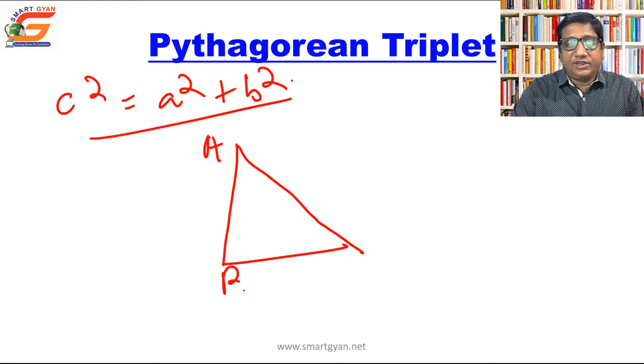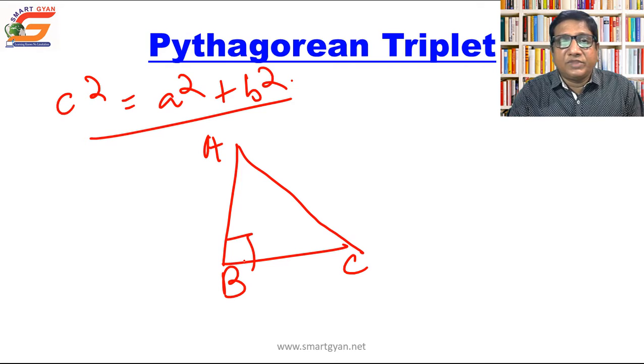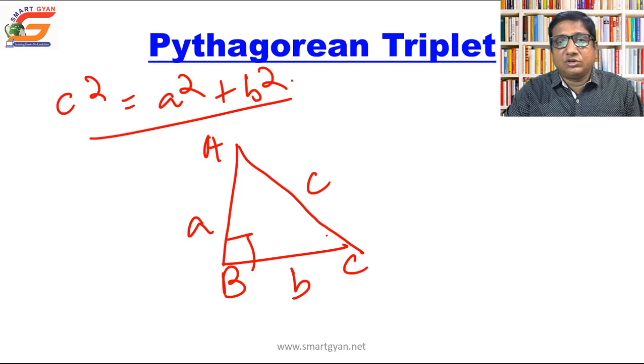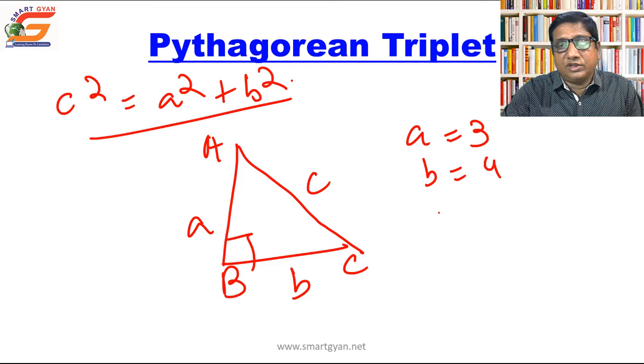ABC is a triangle. The height is known as the altitude, A, and the base is B, then the hypotenuse is C. So we say C square is equal to A square plus B square. If it is given that A is equal to 3 and B is equal to 4, then what will be C?